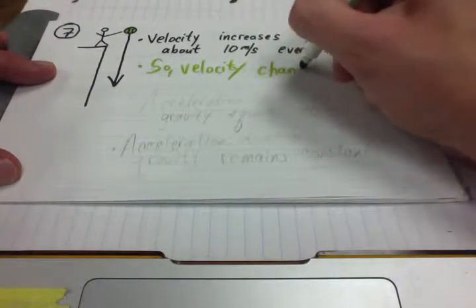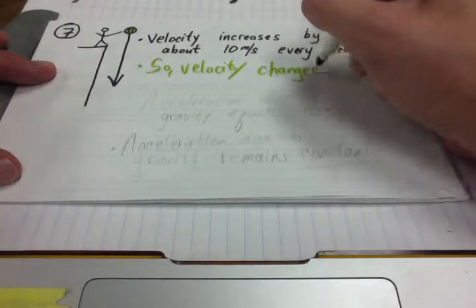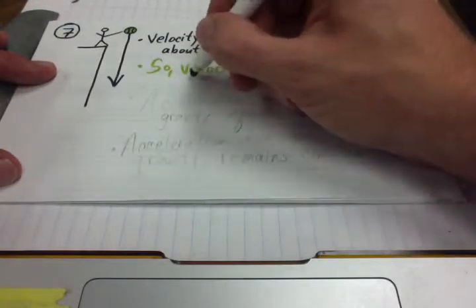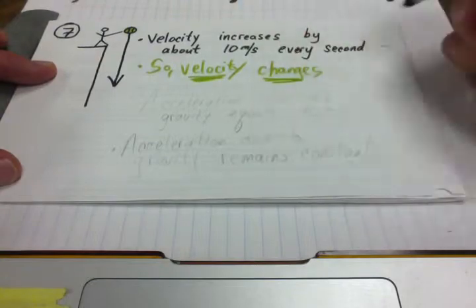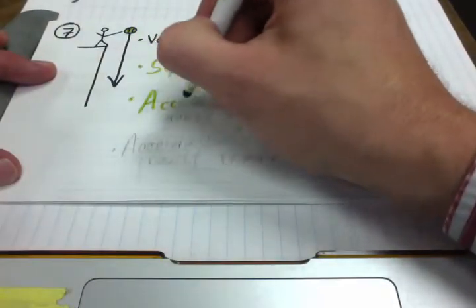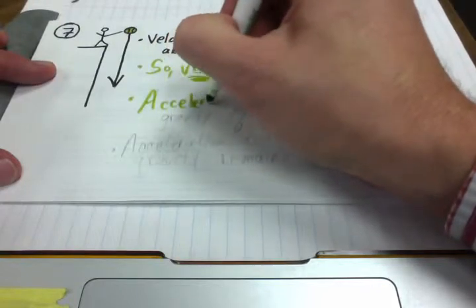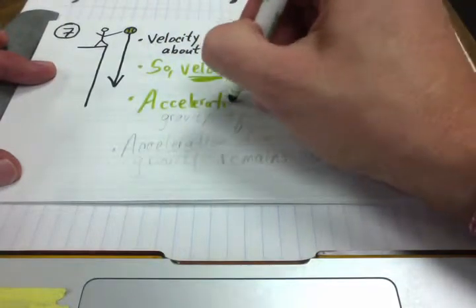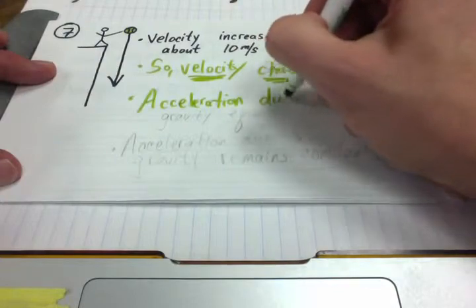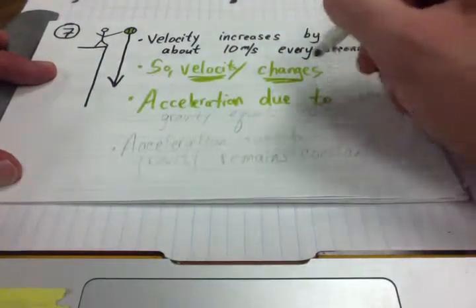So please, in free fall, don't think it's like our first day of school. Don't think it's like our cars moving at a constant velocity. Free fall velocity is changing. To describe that change in velocity, that's acceleration. In free fall, that acceleration is due to gravity.